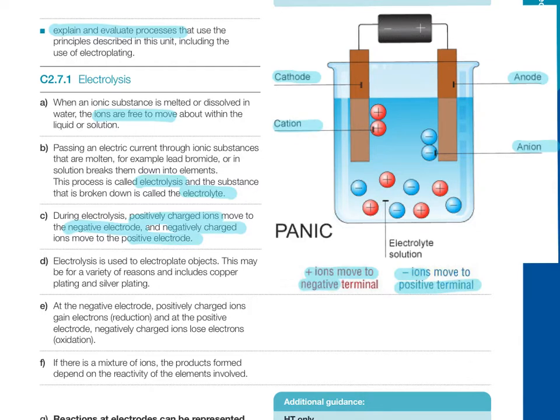If you're struggling to remember which is which, use the mnemonic. The positive is the anode, the negative is the cathode. Don't panic. Remember as well that your cation with a T, like a positive, is your positive ion, and your anion with an extra N is the negative ion.